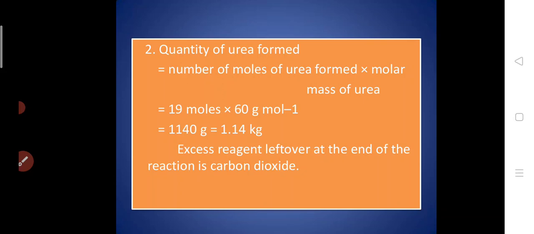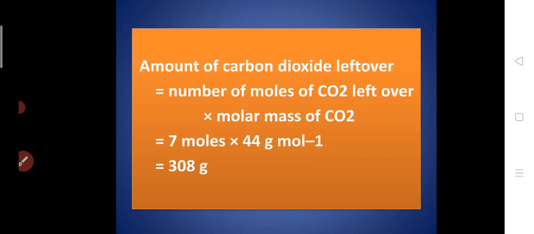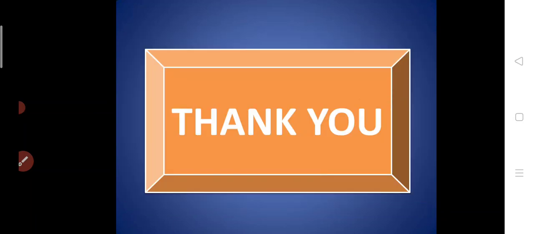Quantity of urea formed will be the number of moles of urea formed times the molar mass of urea. So how many moles of urea are formed? 19 moles, and the molecular mass of urea is 60 grams. You will get the answer as 1.14 kg of urea formed. So the excess reagent left over at the end of the reaction is carbon dioxide. How much carbon dioxide is left out? 7 moles is left out. So 7 into the molecular mass of CO2, which is 44. So 7 into 44 will be 38. So this is how you have to do this calculation.